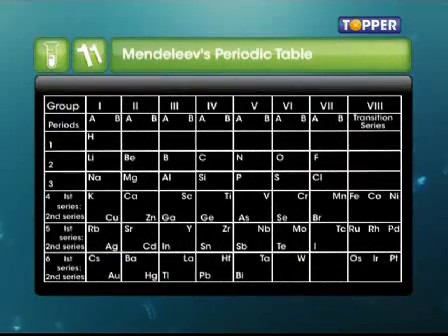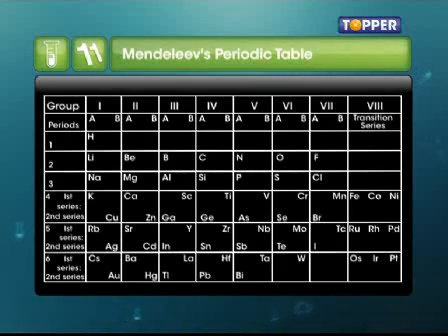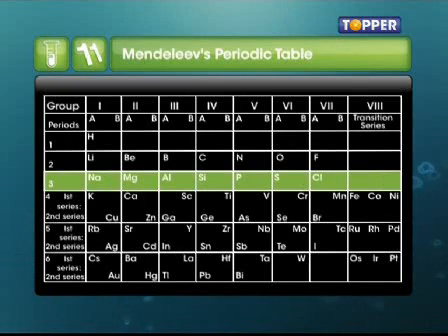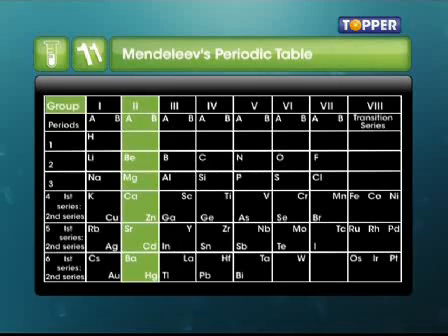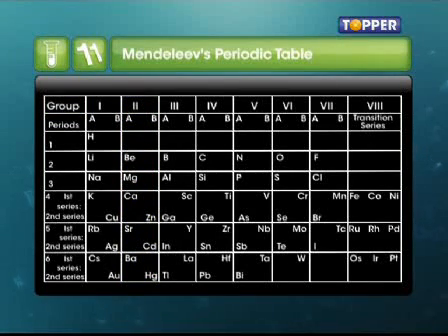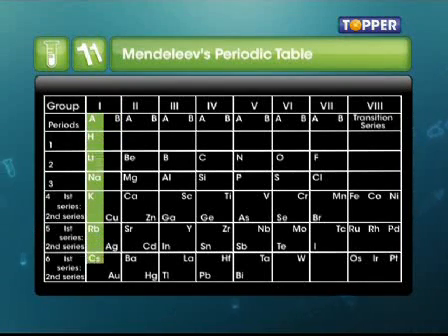When Mendeleev presented his findings in 1869, he revealed the complete structure of his periodic table. It consisted of horizontal rows called periods and 8 vertical columns called groups. Each group was further divided into 2 subgroups as 1A and 1B and so on. The properties of elements in the same subgroup were found to be similar.